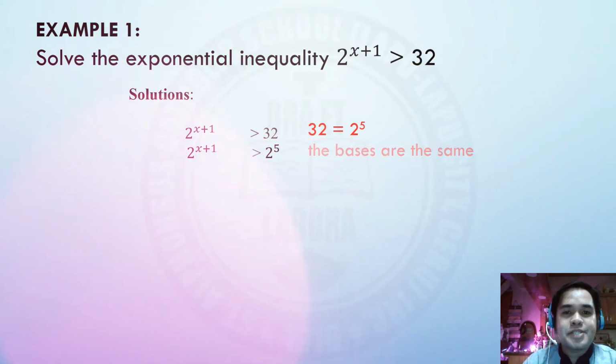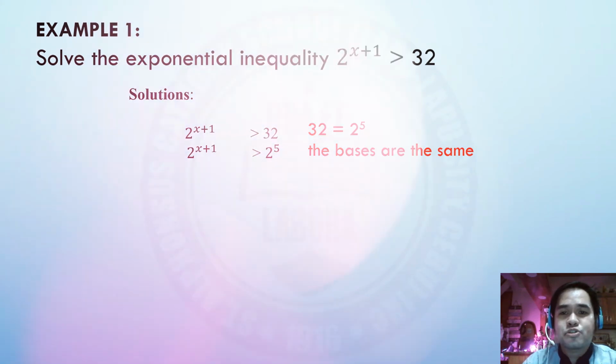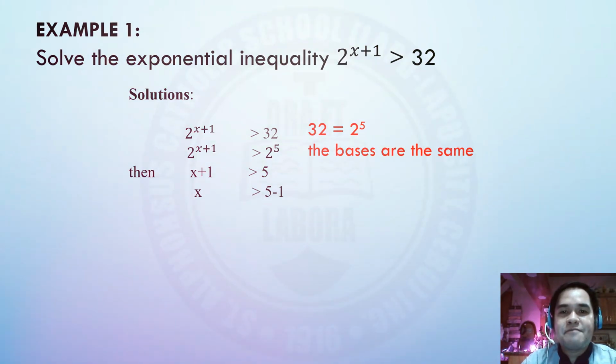Since the bases are the same now, we will use the property of inequality of exponential function, in which the exponents of the same bases should be considered, and it is x plus 1 is greater than 5. Then isolate the variable x by transposing 1 to the other side of the inequality, and it will become x is greater than 5 minus 1. Simplify them further, and x is greater than 4. So the solution set is x is greater than 4.